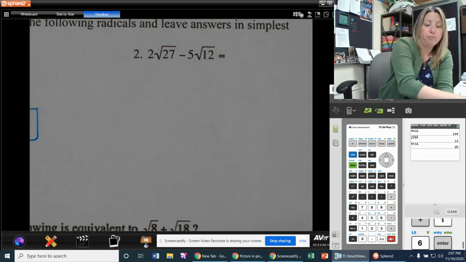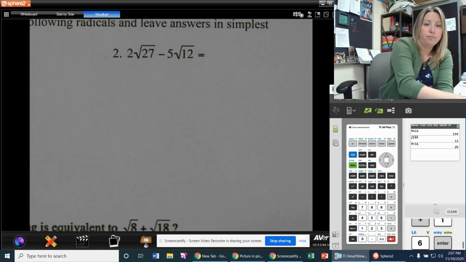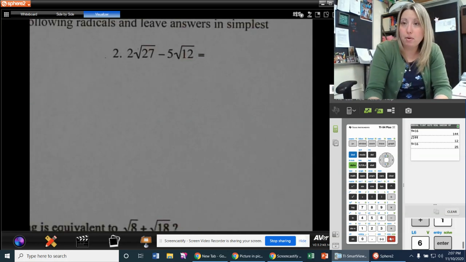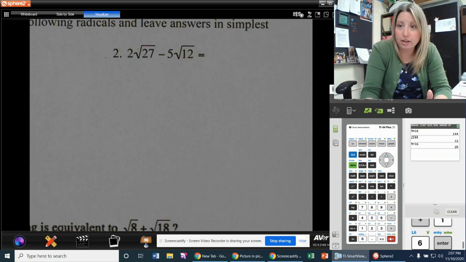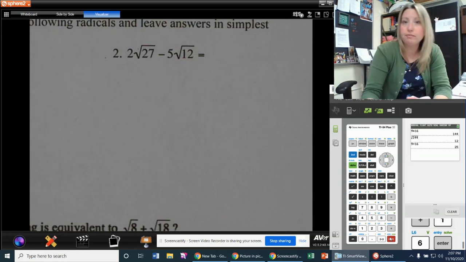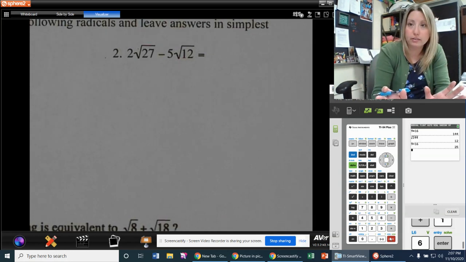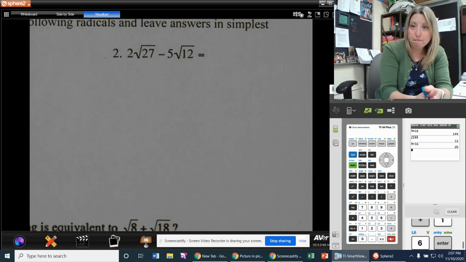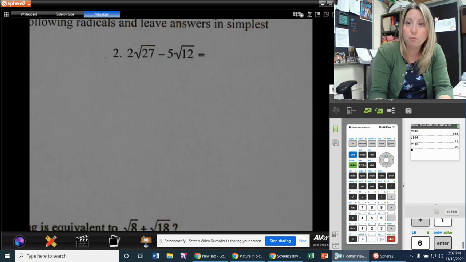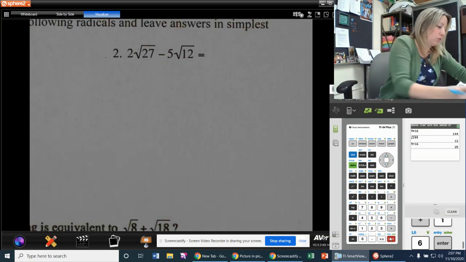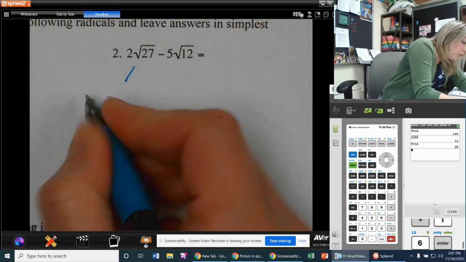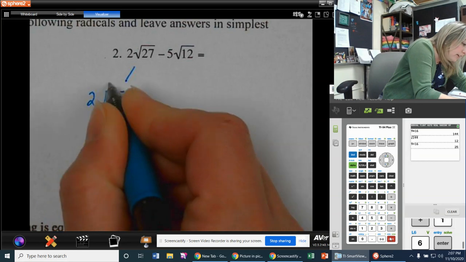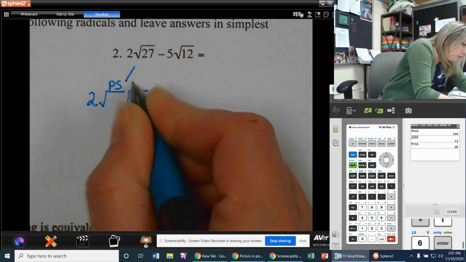Number 2. Okay, as of right now, my radicals do not have the same radicand. So radical 27, radical 12, different radicands. Let's simplify. There's perfect squares under there. Let's see if once we do that, we have like radicands. So remember, this coefficient comes with, but we divide into perfect square and leftover.